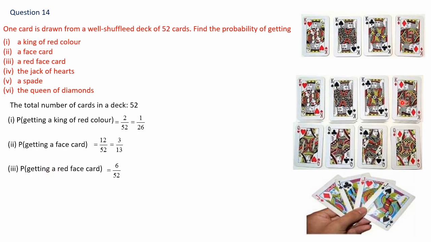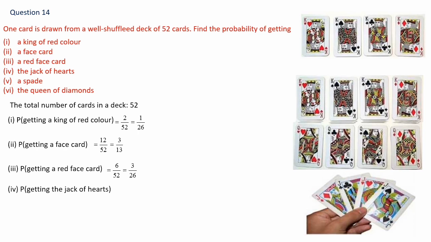So total 12 face cards are there in a deck of cards. Out of that you have to choose the red colored ones: 1, 2, 3, 4, 5 and 6. So 6 divided by total, which is 52. Here 2 we can cancel. 3 divided by 52, 2 cancelling means you will get 26.